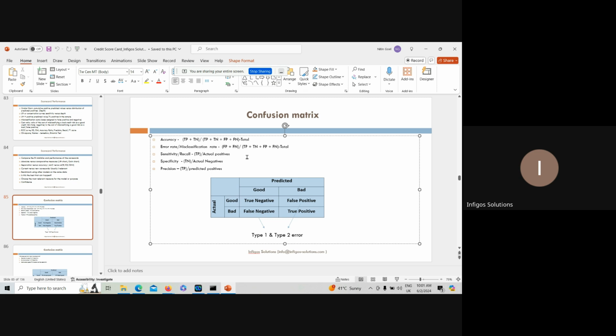Did you understand what you were asking about accuracy? Yes, sir. But I have also known that there is a concept called cap curve. From there also we get one accuracy ratio. I think it will be the same accuracy ratio, but yes, exactly.